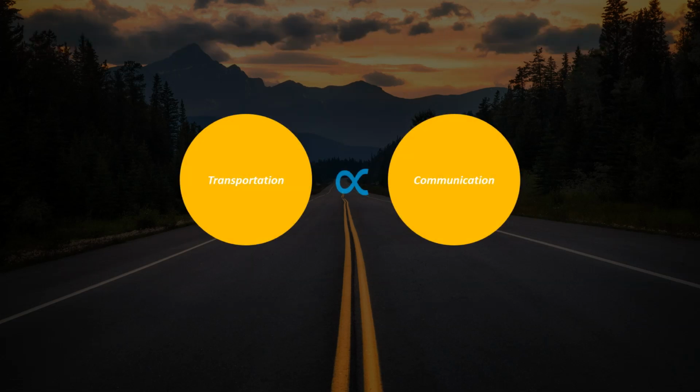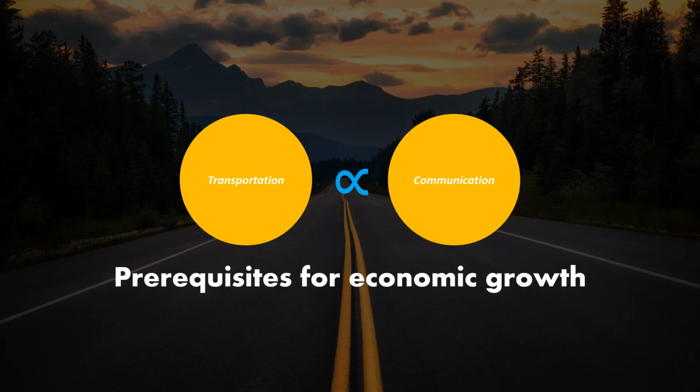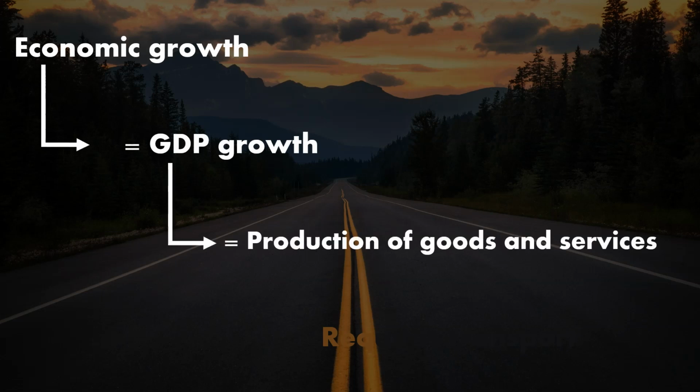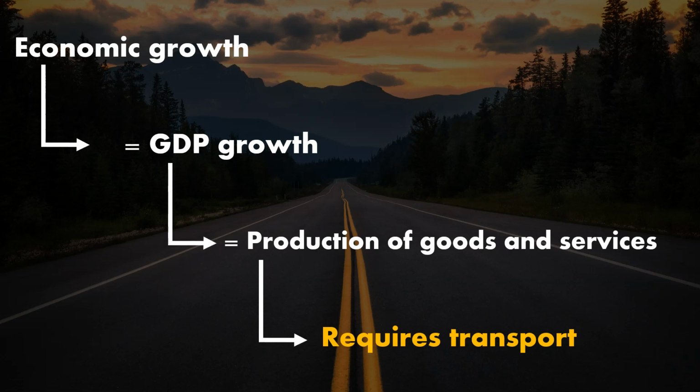Transportation and communication are directly proportional to each other, and they're prerequisites for economic growth. In other words, without a dense network of transportation and communication, economic growth is practically impossible. To illustrate this, let's look at this flowchart. Economic growth is essentially GDP growth. GDP growth requires production of goods and services. And the production of goods and services requires a system of transport. So here you can see how economic growth and transport systems go hand in hand, and they're interdependent on each other.